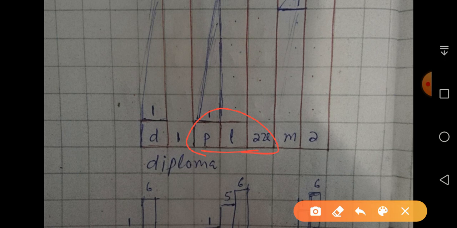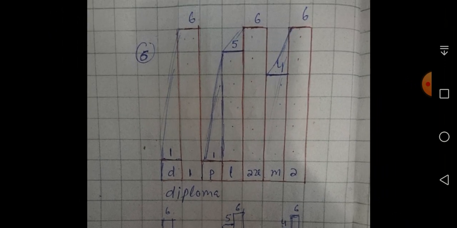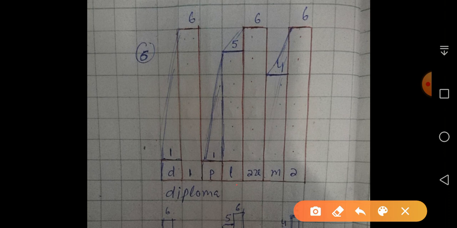So, it can never be like LP. It will always be P first and L second. Why? Because, let me show you here. This L is a letter, so its sound is L, a lateral sound. It is an approximant and very close to the peak, as we can see here. The peak is at 6, so its value is 5. So, definitely it must always be close to the peak.